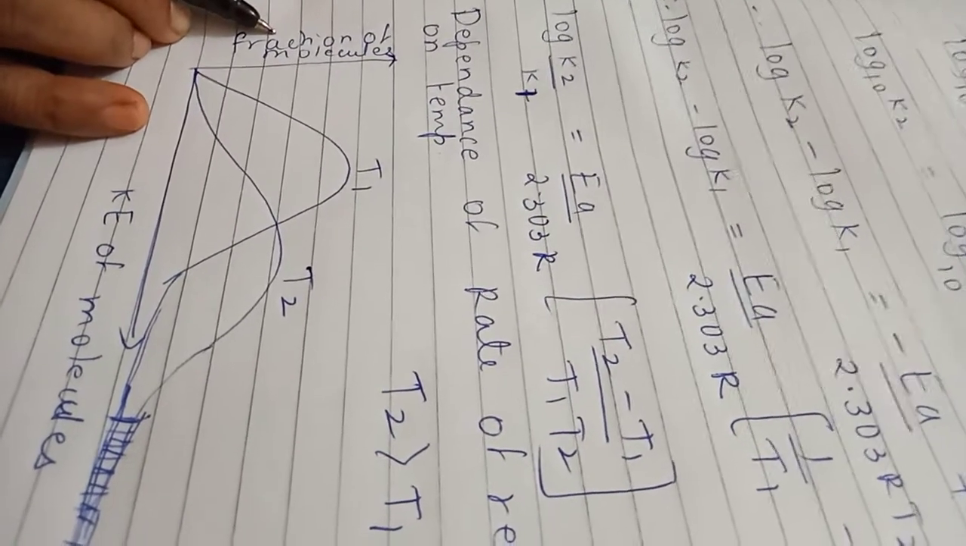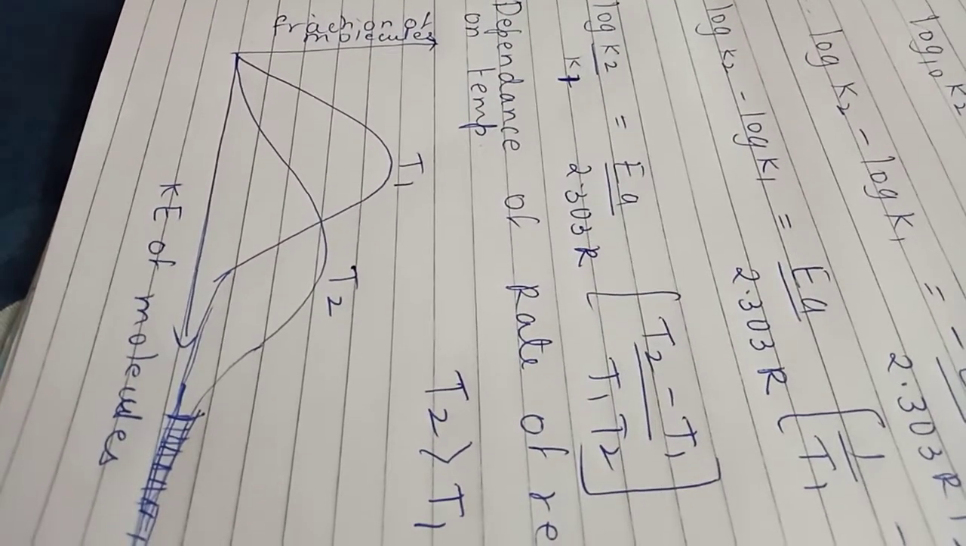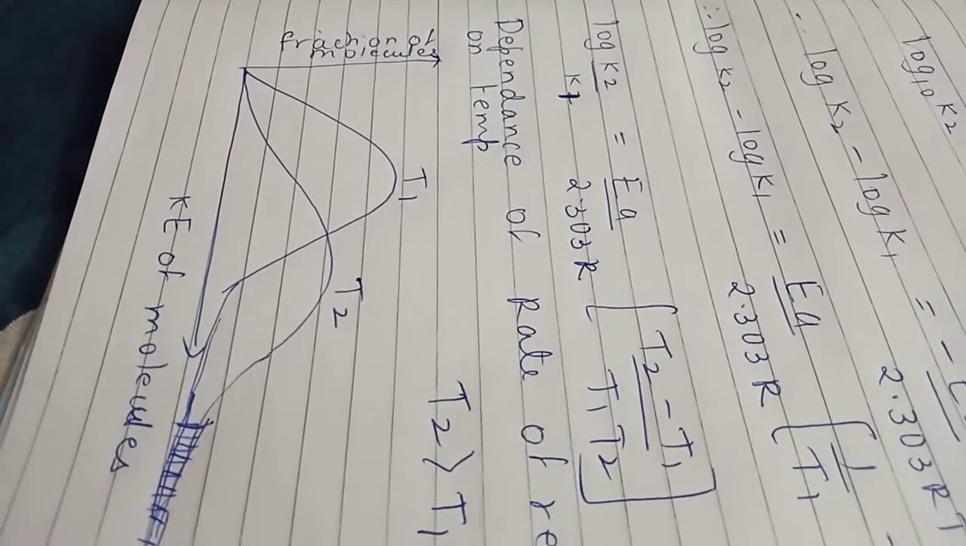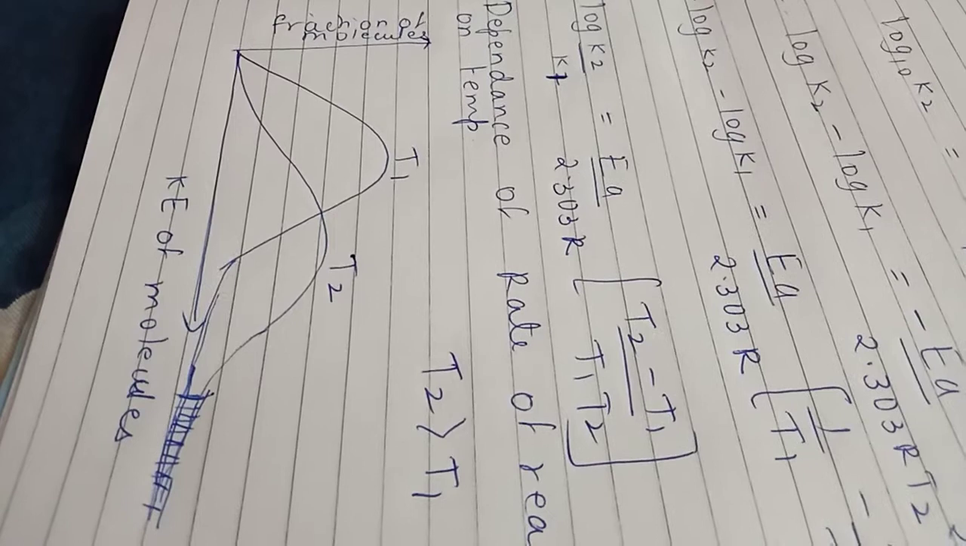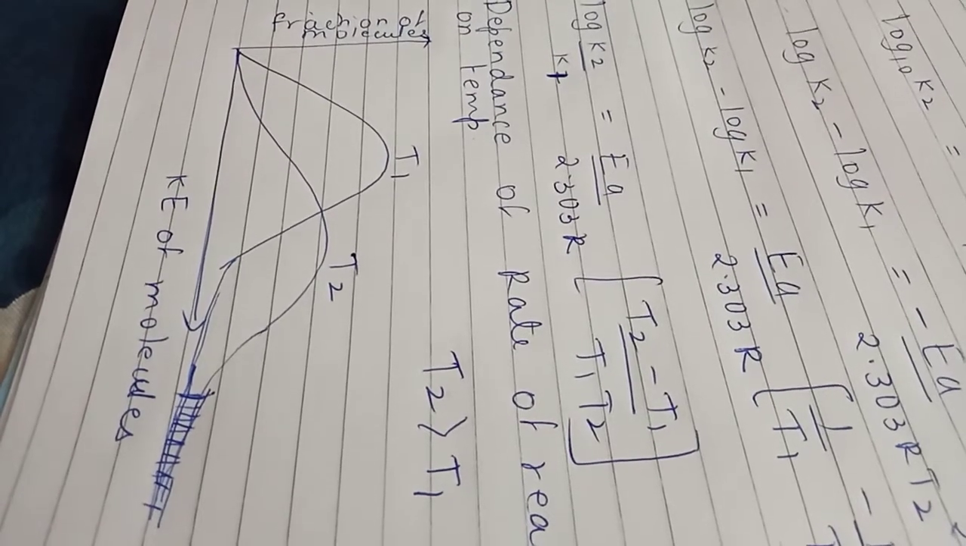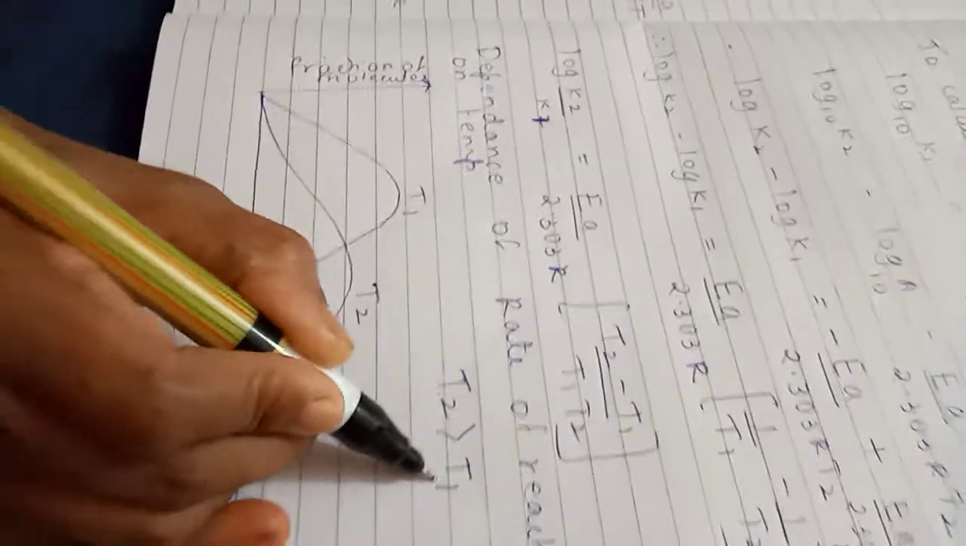activation energy. Activation energy means a barrier, which is the barrier necessary for the reactant molecules to cross, then only they will get converted into products. We observe that temperature T2 is greater than temperature T1.